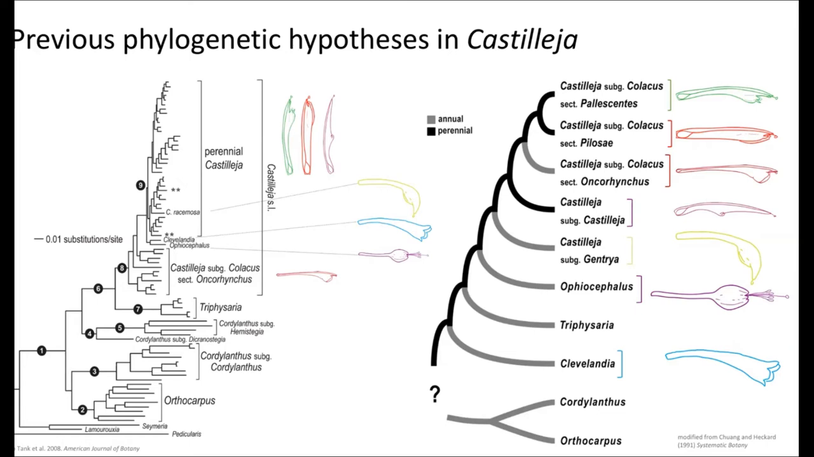He also recovered the perennials being derived from a grade of annuals, which is in direct contrast, of course, to what Chuang and Heckard had suggested. And then within that perennial clade of Castilleja, he recovered those morphogroups placed in various places. This was the first suggestion that perhaps these morphogroups were not entirely indicative of relationships.